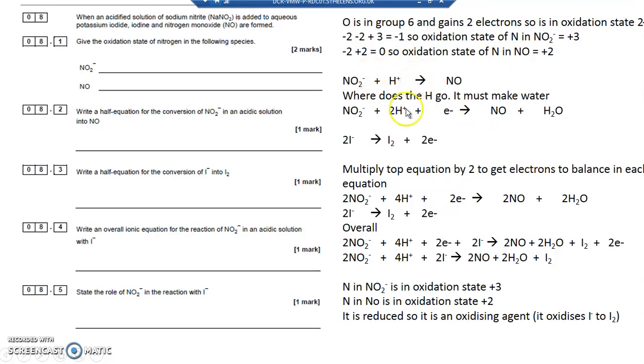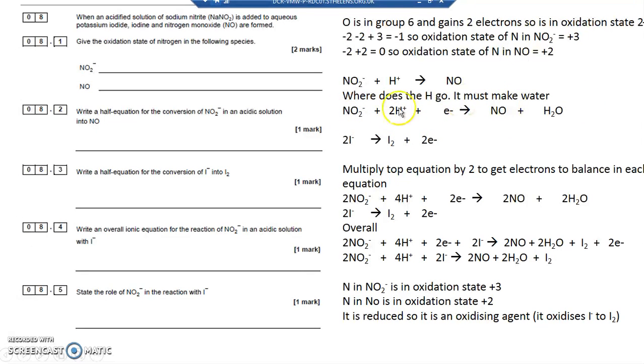You'll find that in half equations that involve electrons, by the way, you can add H pluses and waters wherever you want to make H's and O's balance. So H pluses and H2O's are always available to you when you're balancing half equations, that is, equations that have electrons in them. So I've put the water in there. Now I've got 2 H's, so I need 2 H pluses.